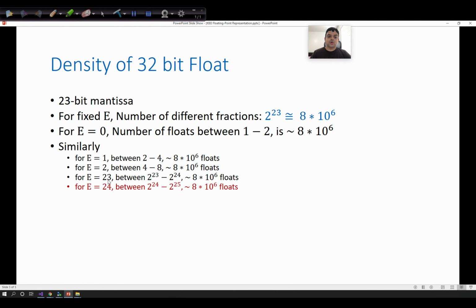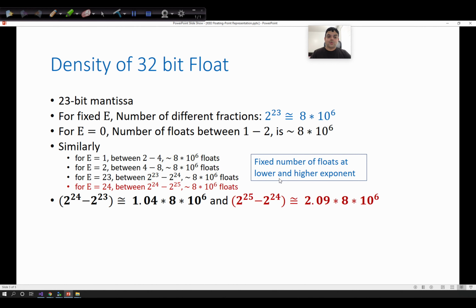But this also applies when the exponents are higher. That is, when e is equal to 23 or 24, the number of floats between 2 to the power of 24 and 2 to the power of 25 is still 8 into 10 to the power of 6. So again, we have a fixed number of floats even at lower and higher exponents. However, notice 2 to the power of 24 minus 2 to the power of 23 is approximately 8 into 10 to the power of 6, and 2 to the power of 25 minus 2 to the power of 24 is approximately 2 times 8 into 10 to the power of 6.